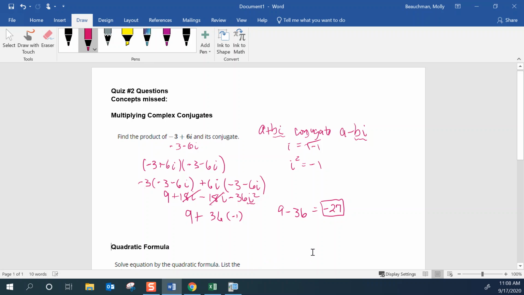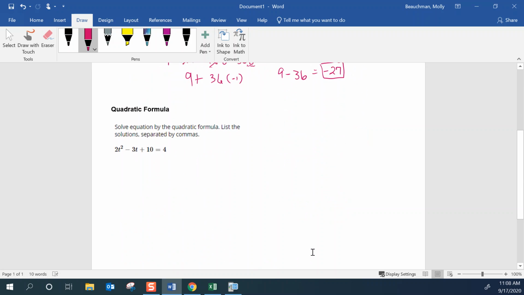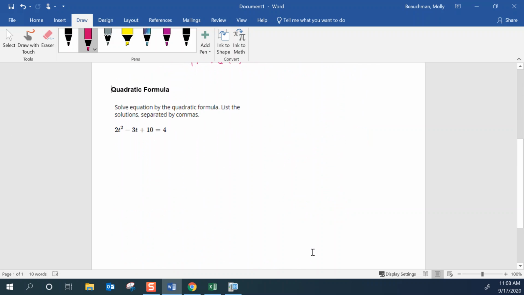All right, the next problem was solving using the quadratic formula, where you end up with complex numbers as a solution. In our quadratic, we have 2t squared minus 3t plus 10 is equal to 4. It has to be equal to 0 before we can identify what a, b, and c are. So the first step is to subtract 4 from each side, and we end up with 2t squared minus 3t plus 6 is equal to 0. So a is equal to 2, b is equal to -3, c is equal to 6.